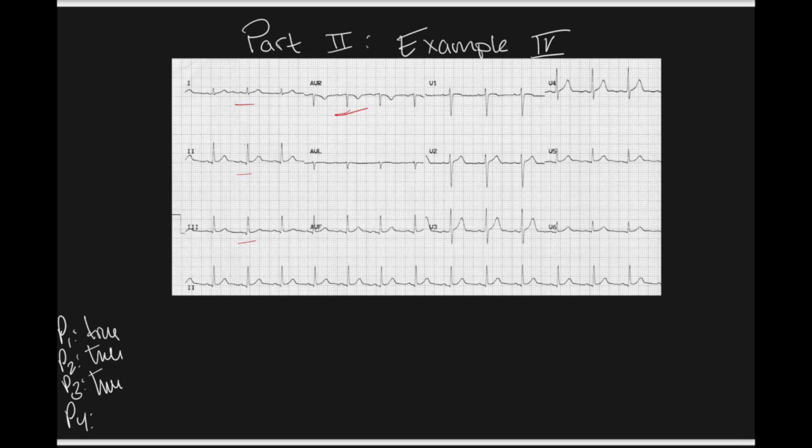The fourth pattern where we have that progression from V1 to V6, and that seems to be true. And that fifth pattern where there's no crazy Q waves jumping out at us anywhere, and that seems to be true. Interesting. So everything seems to be correct with this 12 lead. Well, just for the sake of completion, let's go through and look at each lead individually.